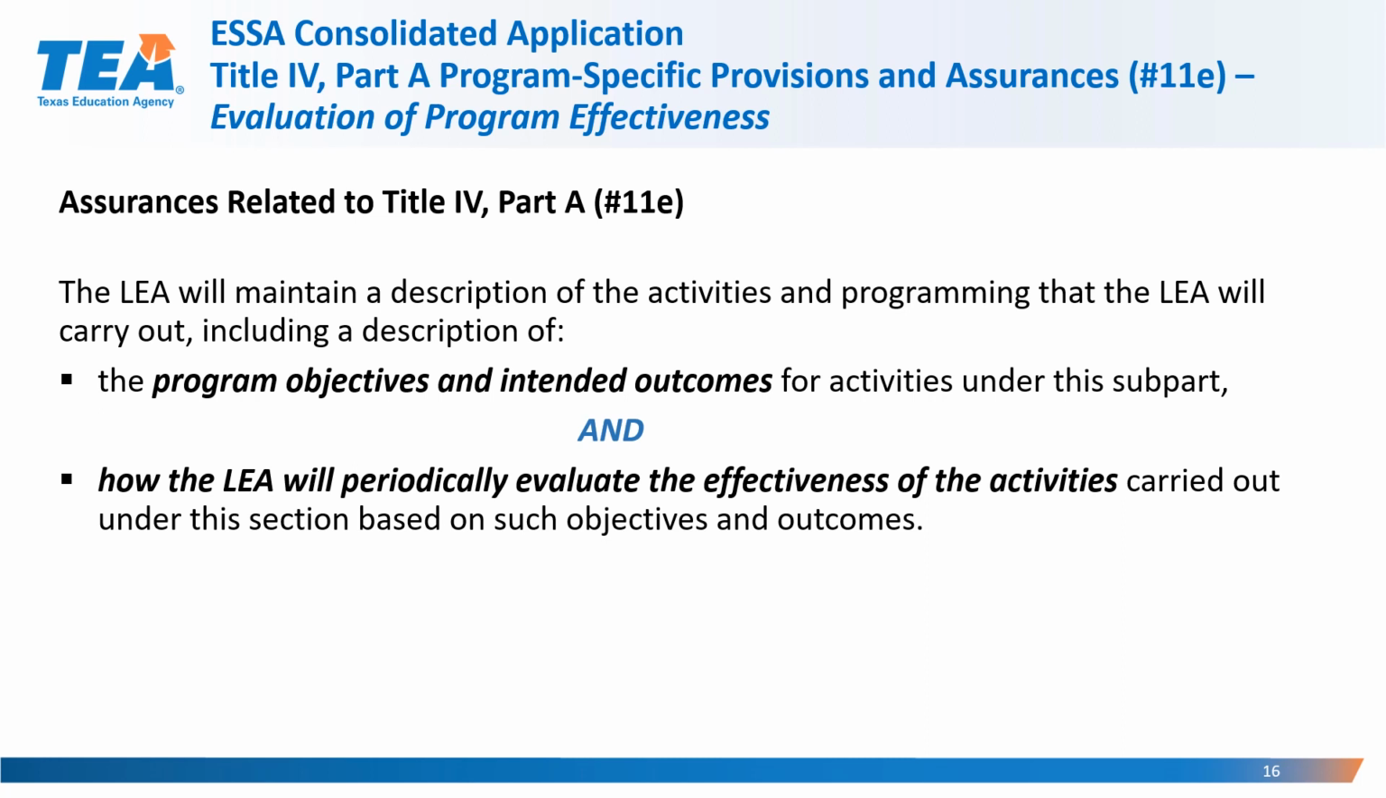Assurances related to the Title IV Part A evaluation of program effectiveness are also aligned to the ESSA statute 4106, which was provided in the previous slide. Again, this is a reminder that the LEA must maintain a description of the activities and programming that the LEA will carry out and include a description of program objectives and intended outcomes, as well as how the LEA will periodically evaluate the effectiveness of these activities.